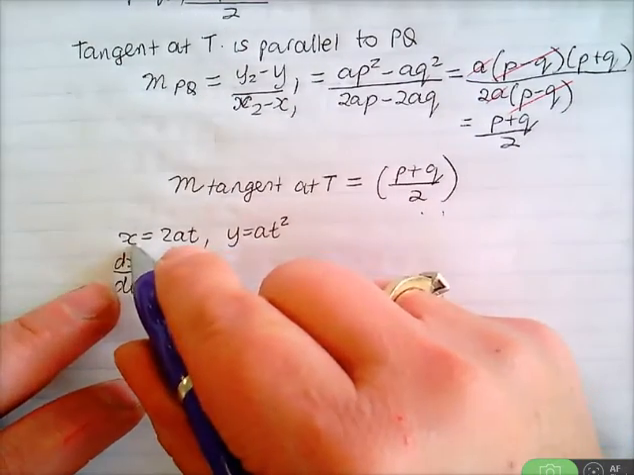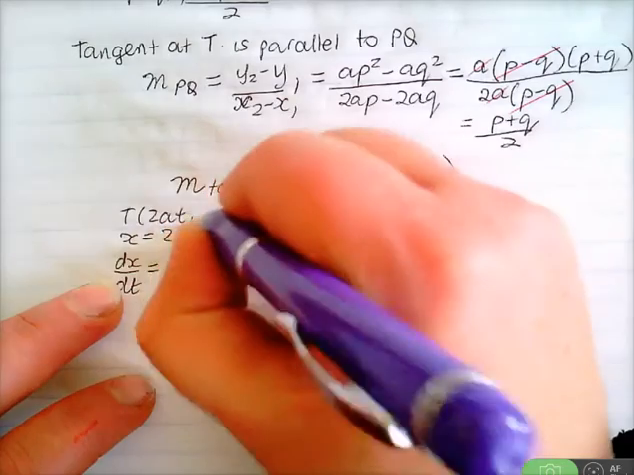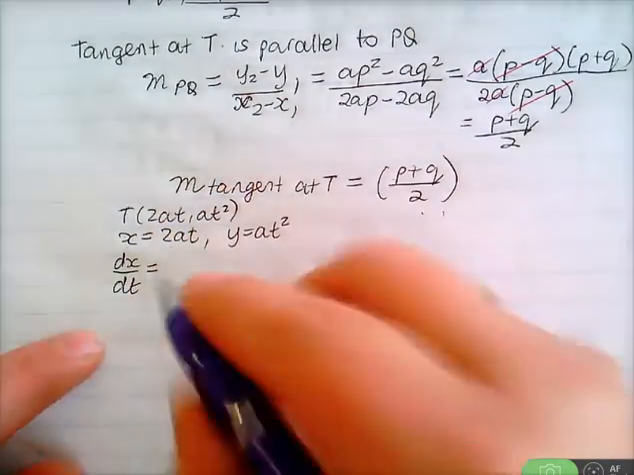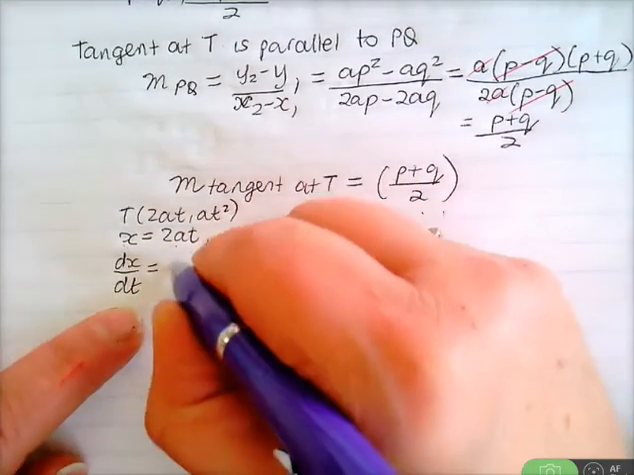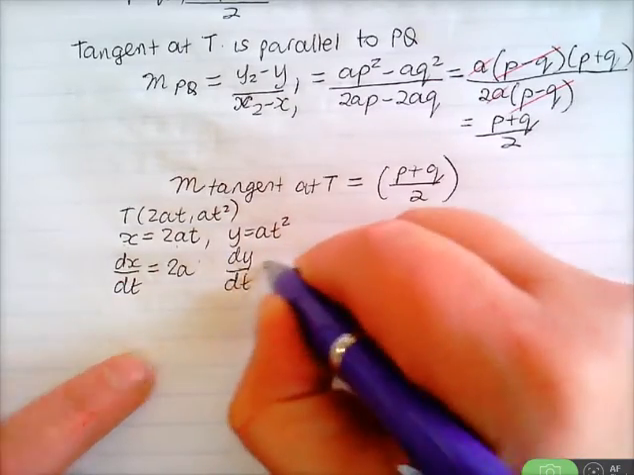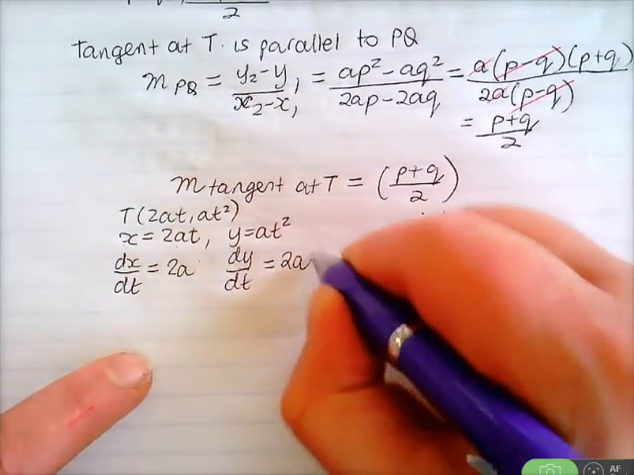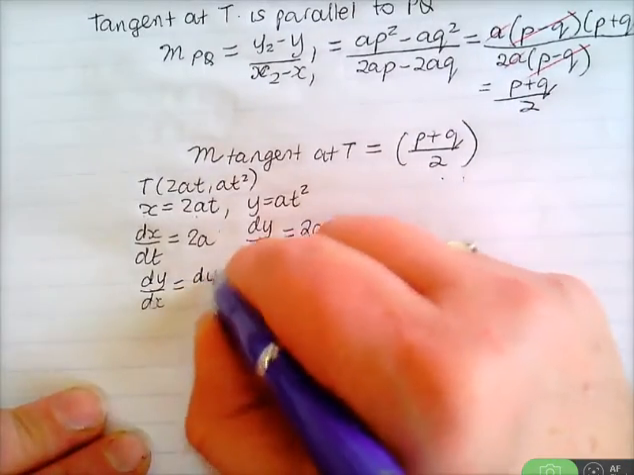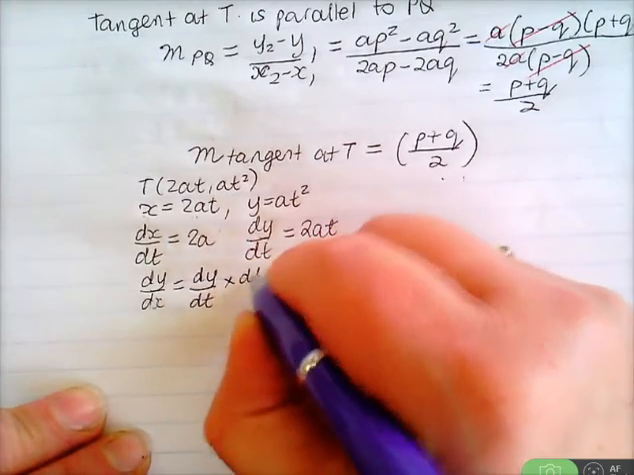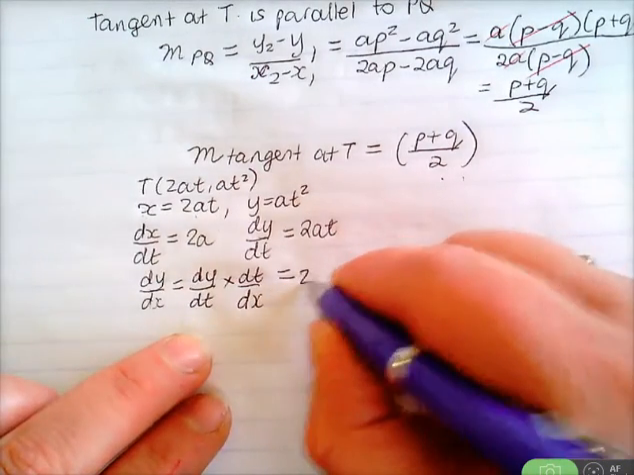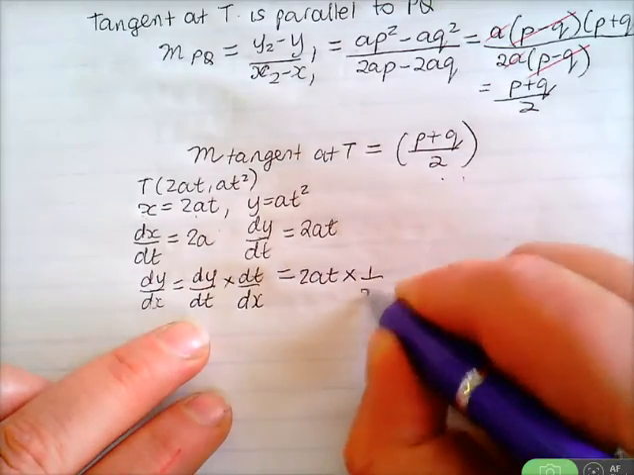So, if T is the point 2AT, AT squared, girls, this is quite a little bit complicated. You've got X is 2AT, so dx dt is what? 2A. dy dt is? It's A times 2t, which is 2AT. So dy dx is, isn't it, dy dt times dt dx? I'm differentiating at point T. dy dt is 2AT, dt dx is 1 on 2A.